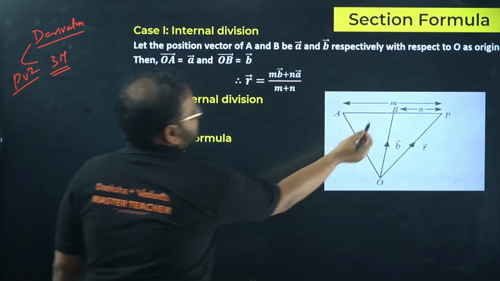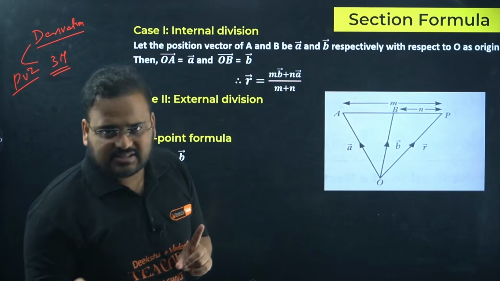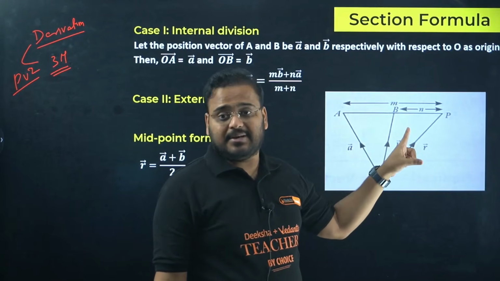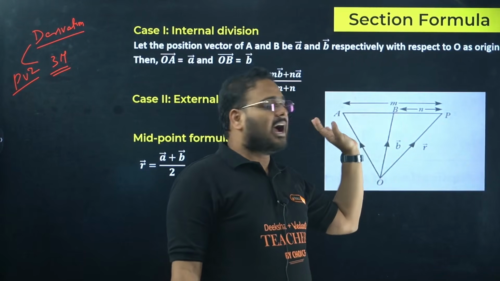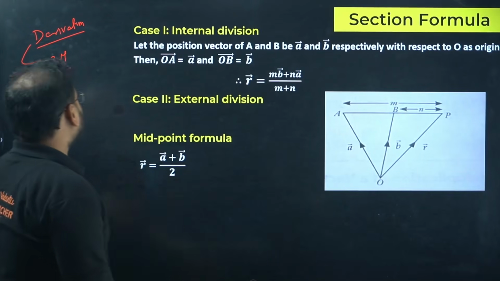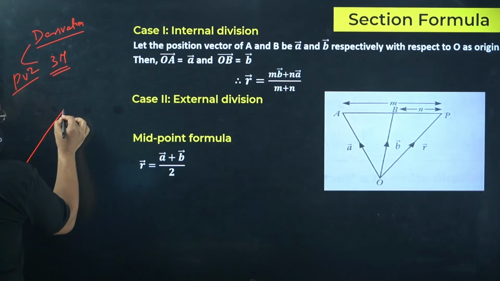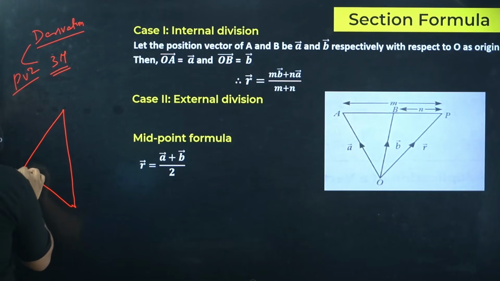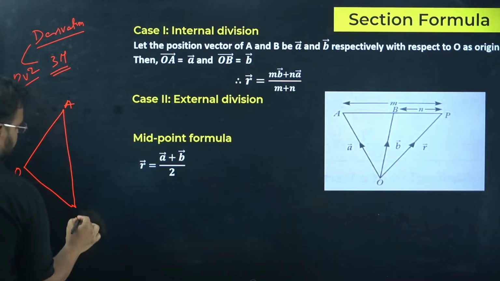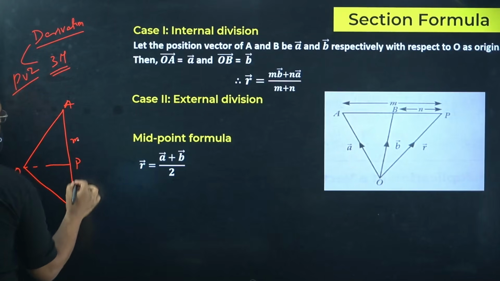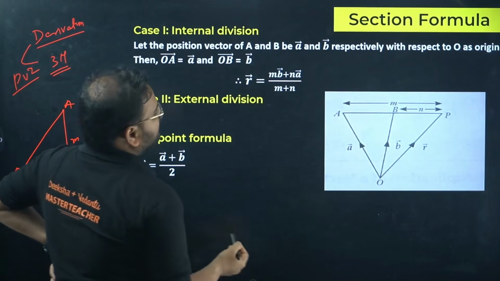This is a figure given for external section, meaning the point P is lying outside the line AB. The point P is outside the line AB, which means the section created over here is external section. If you talk about internal section, this is how it goes. We have O, A, B, and this is my point, let's say P, and the ratio is M is to N. They've given that.